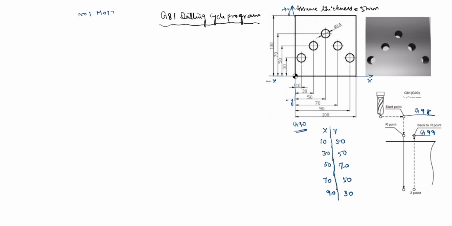N01, M10, clamping the workpiece. N02, M06, T01. M06 is tool change, T01 is tool number. N03, M03, S1000. Spindle on, spindle speed, we will take 1000 in this case. N04, G17, G21, G80, G49, G95. What is G17? G17 is XY plane, G21 dimensions in mm. G80 canned cycle cancel. G49 tool length compensation cancel. G95 feed rate in mm per revolution.